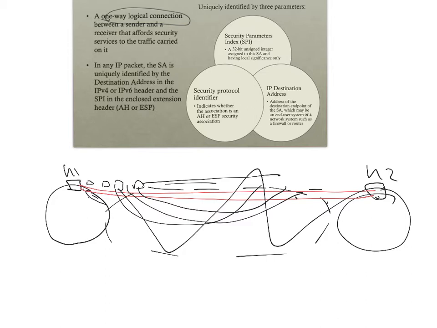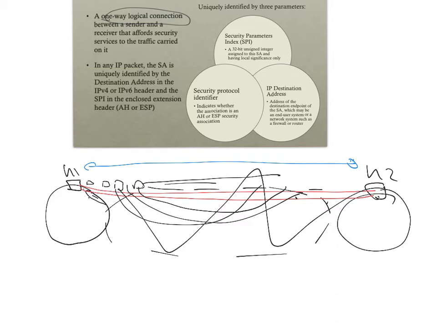So that's why we cannot define a bidirectional security association between host 1 and host 2. Packets going from host 1 to host 2 will follow a certain security association. Packets coming from host 2 to host 1 will follow a different security association. That's why a security association is a one-way logical security connection.